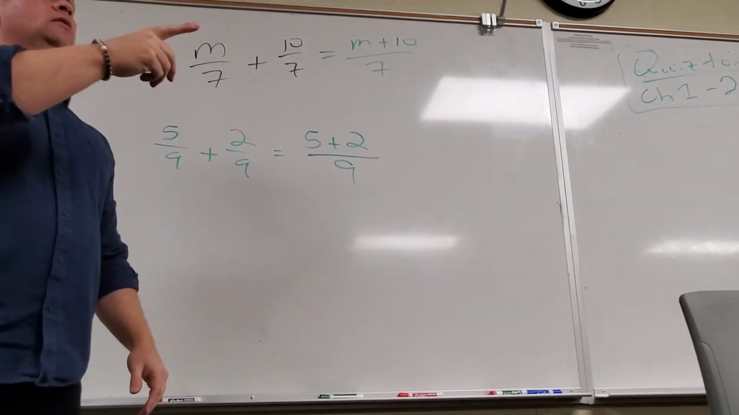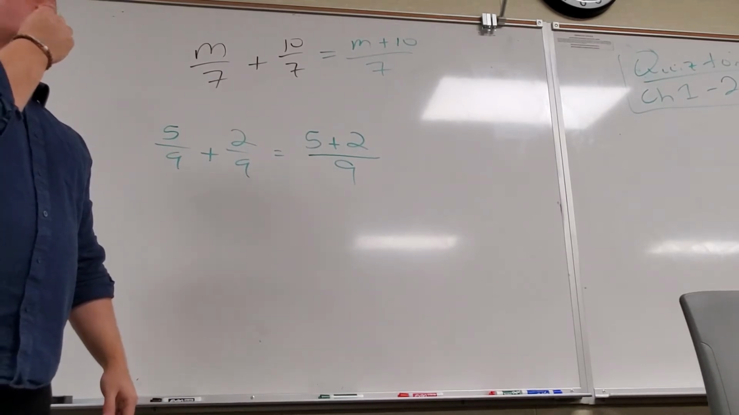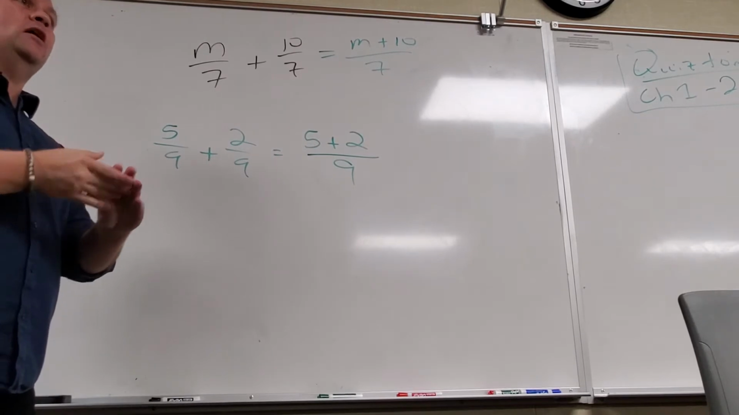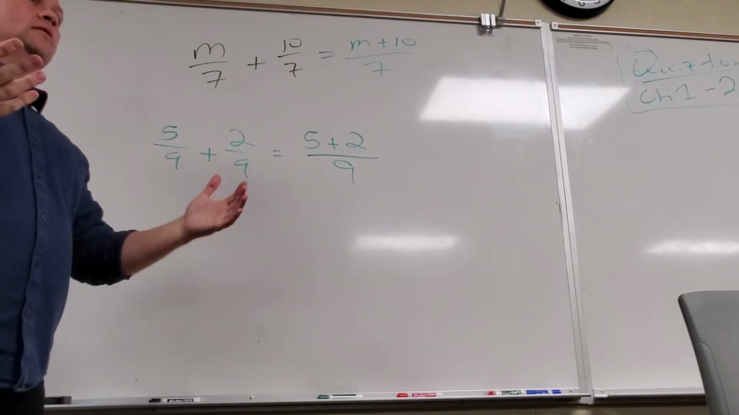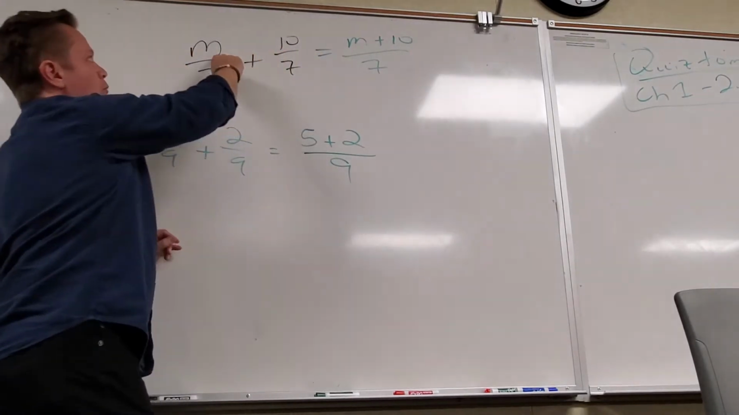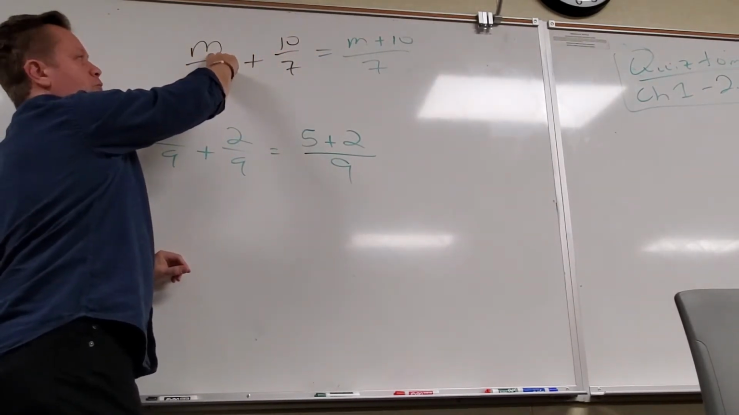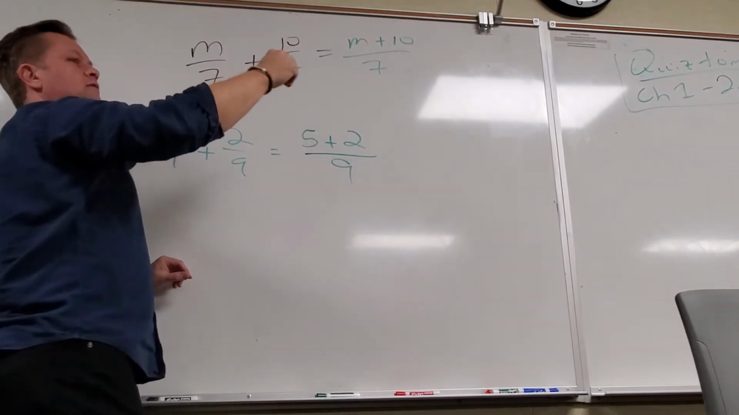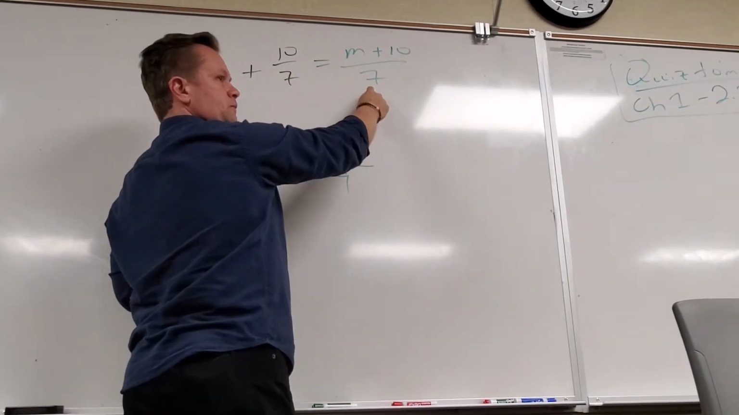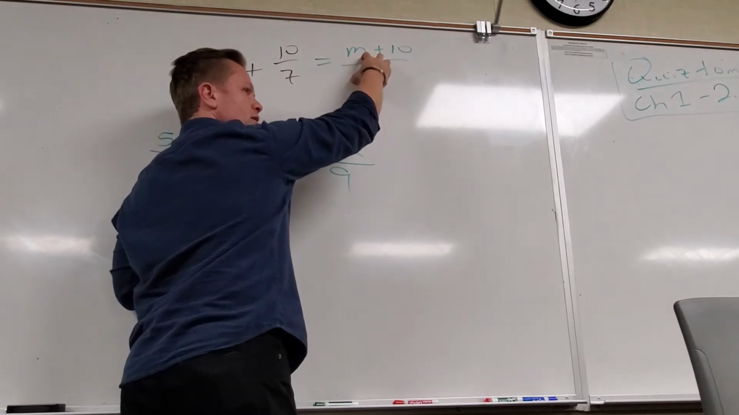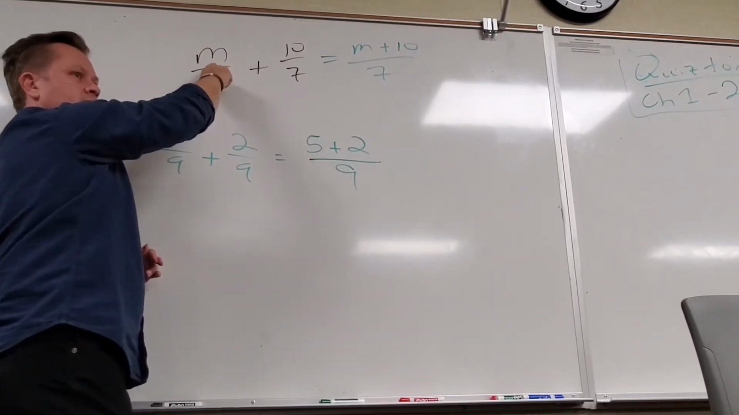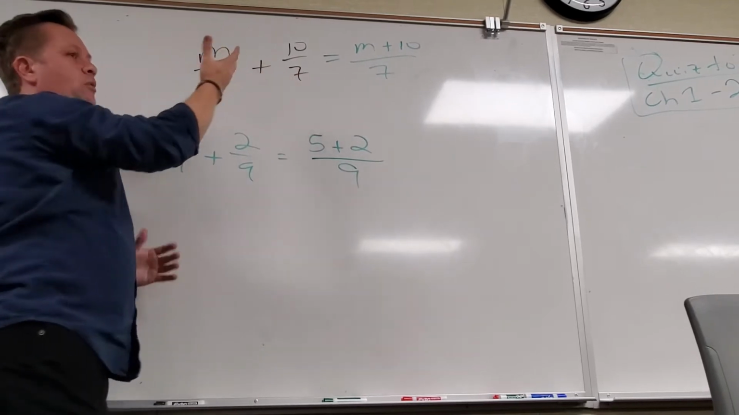So why can't you add 1 plus 10? Because m is not 1. Oh, m is m. So when I do this, if m was 1, what's 1/7 plus 10/7? 11/7. If m is 1, what do I get on this side? 11/7. So I've written an expression that is equivalent to what this would be if I knew what m was. But I don't know what m is.